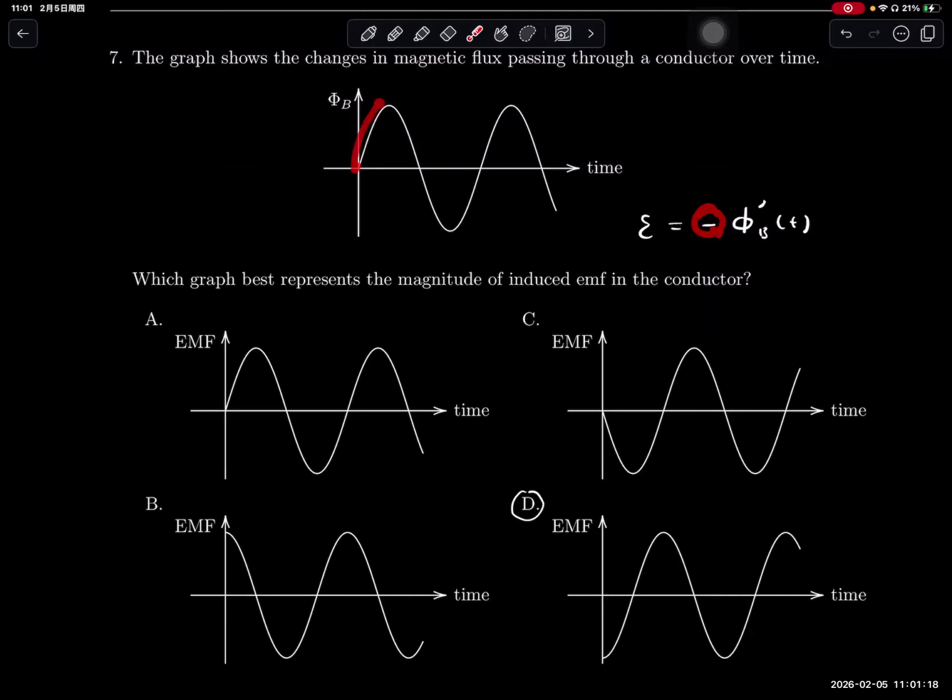So this is a sine curve. It has a gradient of cosine. You put a negative sign in front of it, so it becomes negative cosine. Therefore, I just choose a negative cosine function. Okay, so do this type of question in a more mathematical approach. It's very easy.